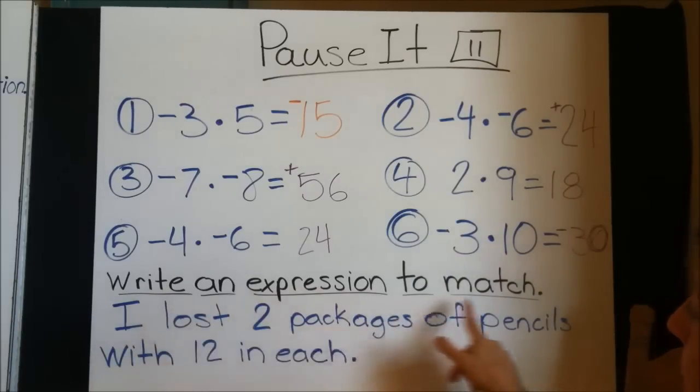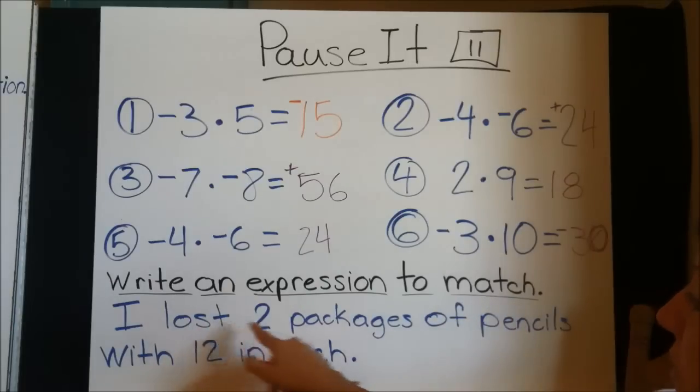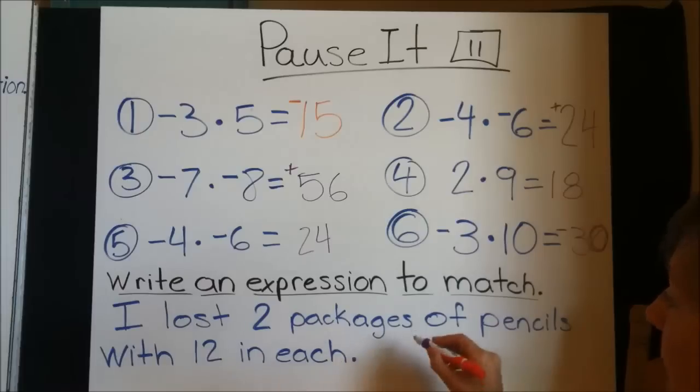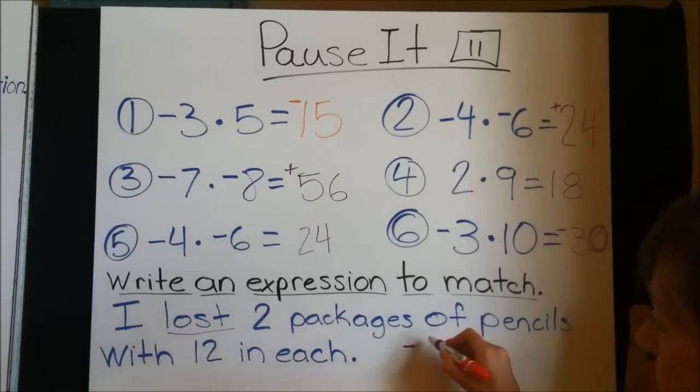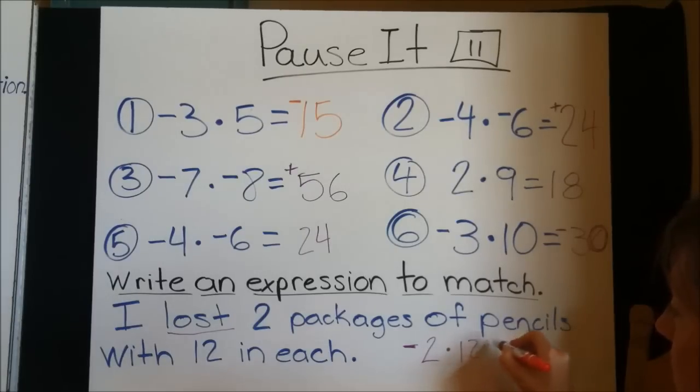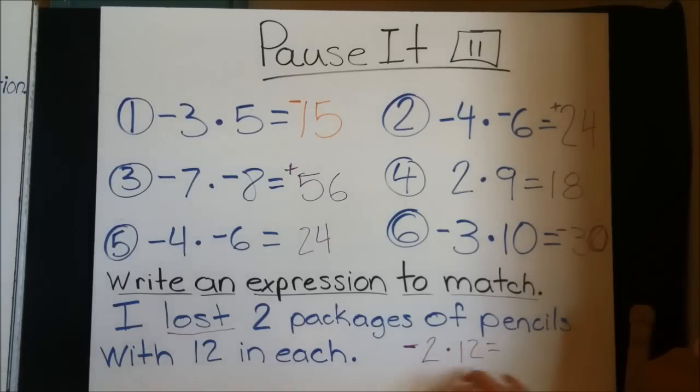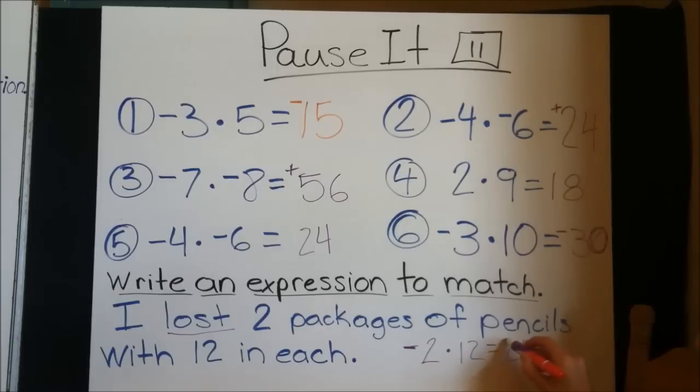Last part says, write an expression to match. I lost 2 packages of pencils with 12 in each. Okay, I could say that 2 packages, and since I lost them, losing something is a negative. I lost 2 packages. There were 12 pencils in each. So this would be my expression, negative 2 times 12, and that's going to equal a negative 24. So that means I lost 24 pencils.